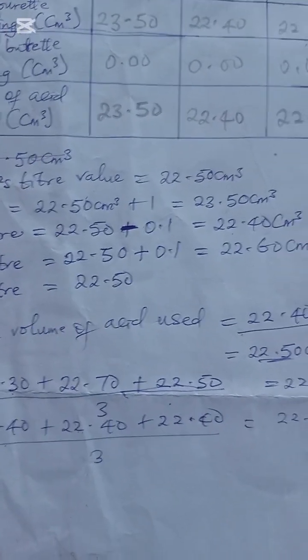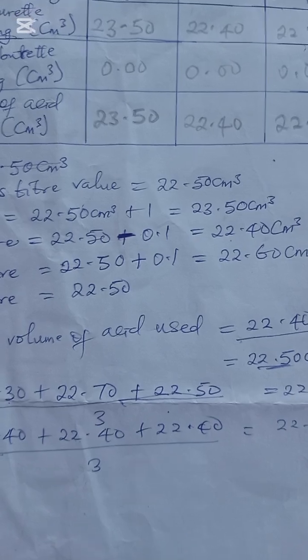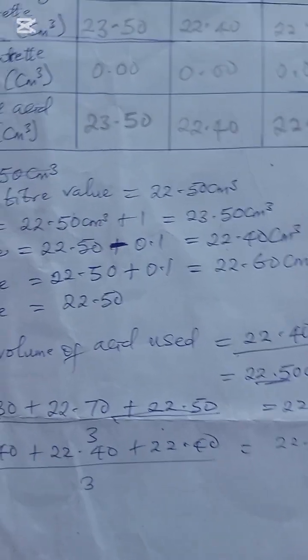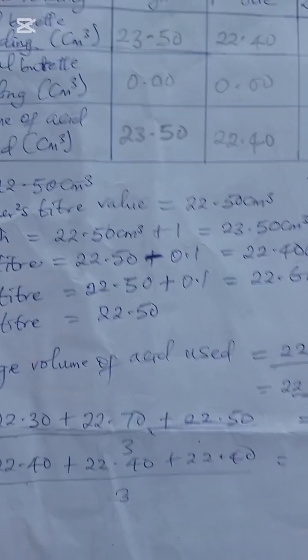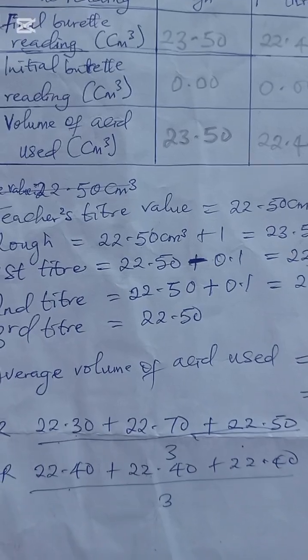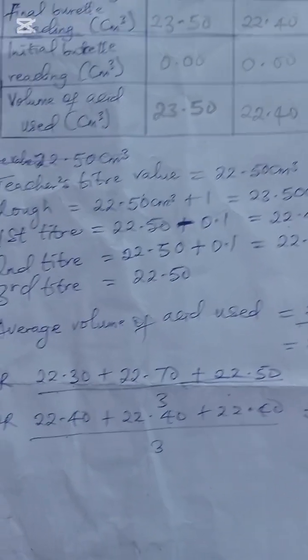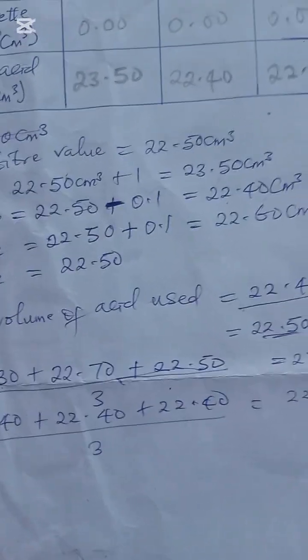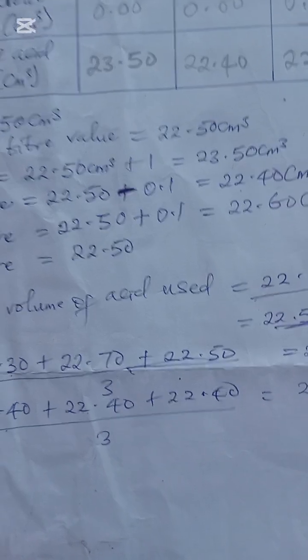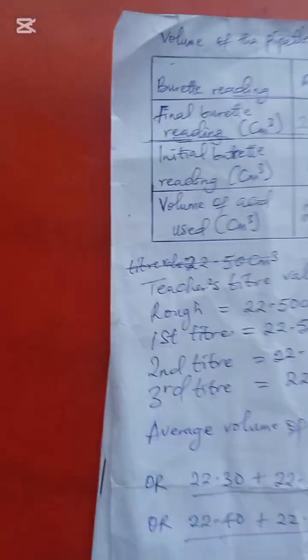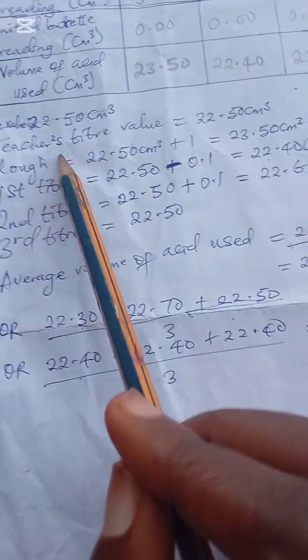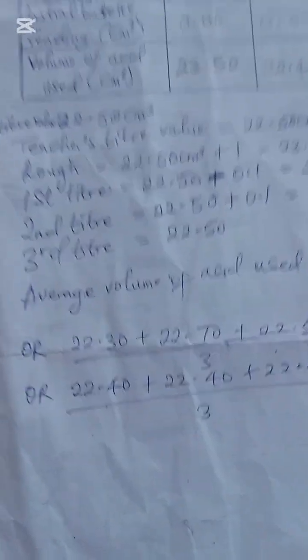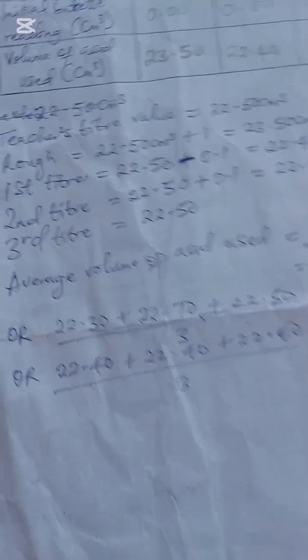Let's say you have created your table, and you have your teacher's titer in your mind, which is 22.50 cm cube. I didn't say you should write it on your answer script. Just have it in mind and do whatever you're doing. Don't put it down on your answer script. You get? Let me show you this teacher's titer. This is the one I gave to my students for WAEC.